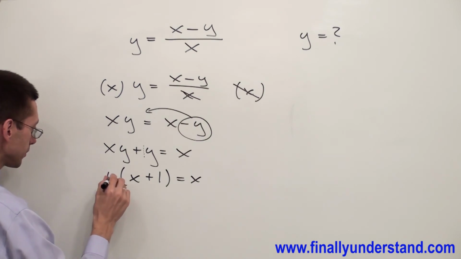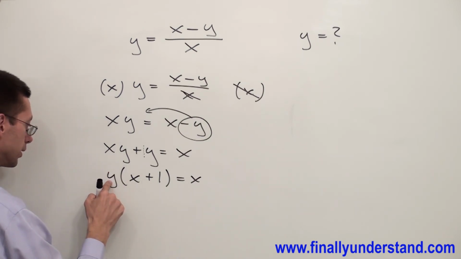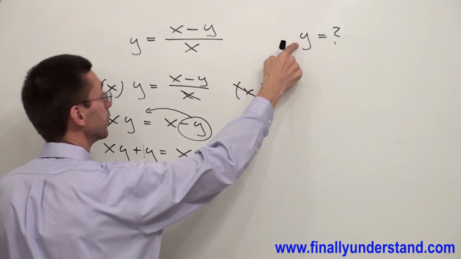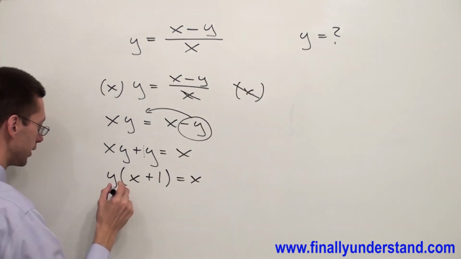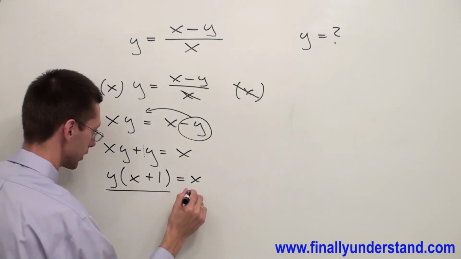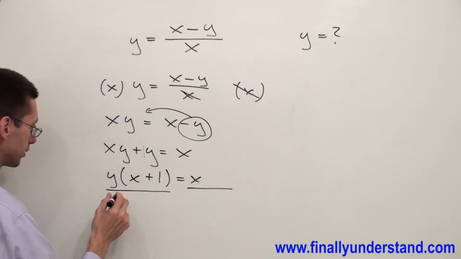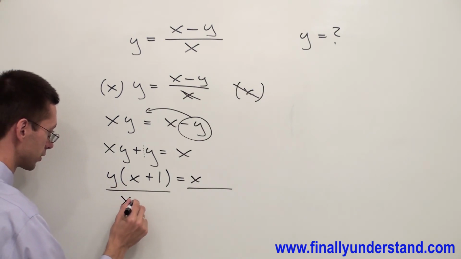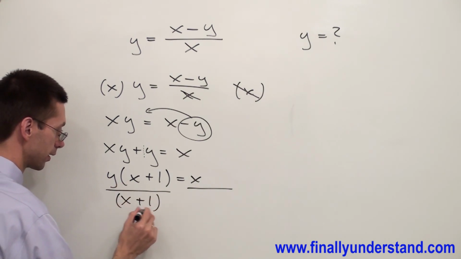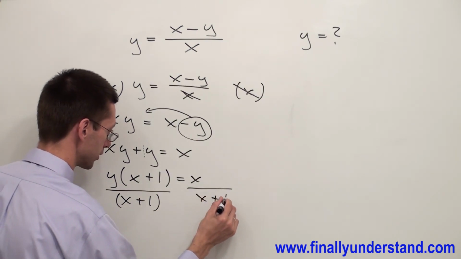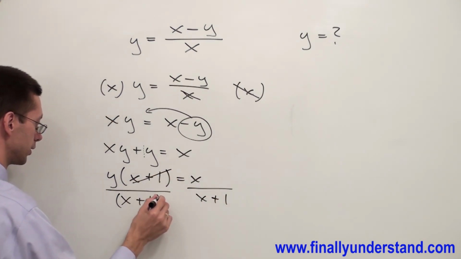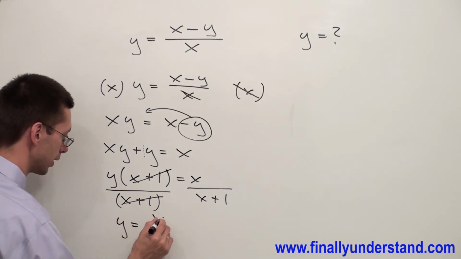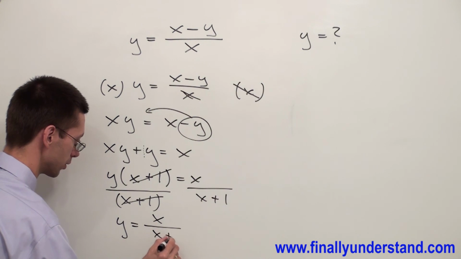Next, please realize that y is multiplied by the parenthesis. I have to find simply y. So I have to eliminate this multiplication. How can I do that? By dividing both sides of the equation by the parenthesis. So I have x plus 1 and I have x plus 1. So this one and this one will cancel out, and my solution is y equals x over x plus 1.